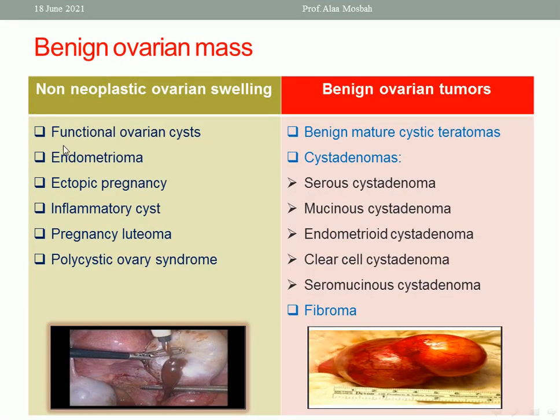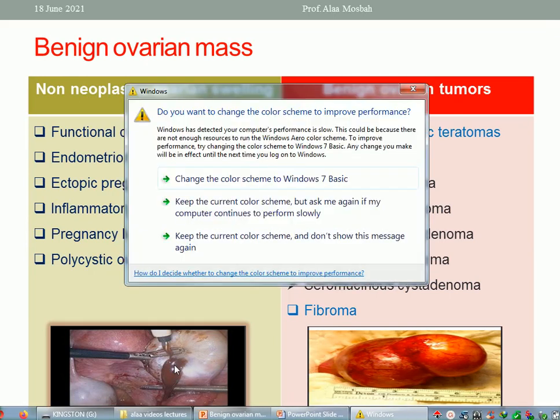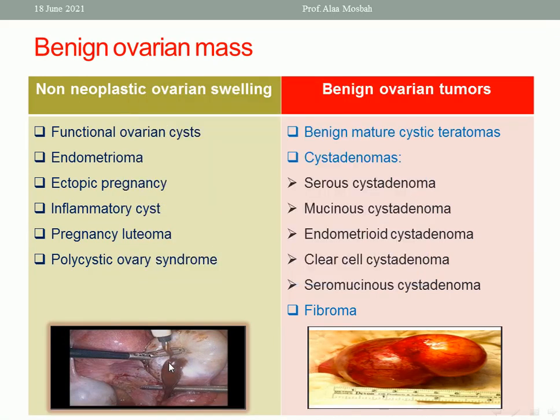Okay, so in the non-neoplastic ovarian swellings, we are going to cover the functional ovarian cyst, the endometrioma, ectopic pregnancy, pregnancy luteoma, inflammatory cysts like tubo-ovarian abscess, and polycystic ovary syndrome. As you see in the picture here, this is the chocolate cyst, or endometrioma, of the ovary. As you see, the dark brownish blood coming from the ovarian cyst is called a chocolate cyst.